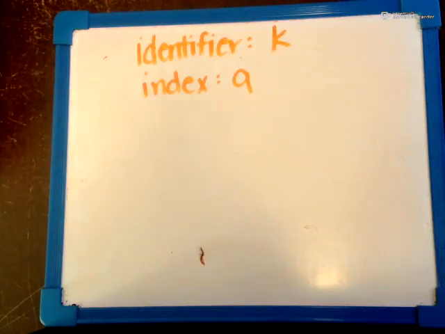Consider a sequence identified as K using an index of Q. And then I want to know function notation and subscript notation.